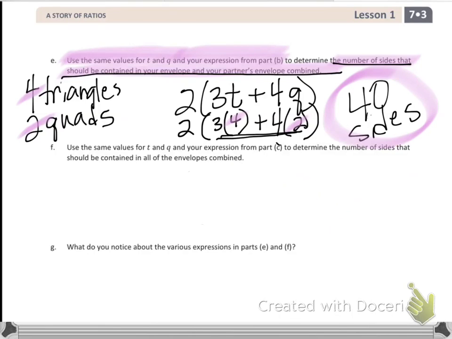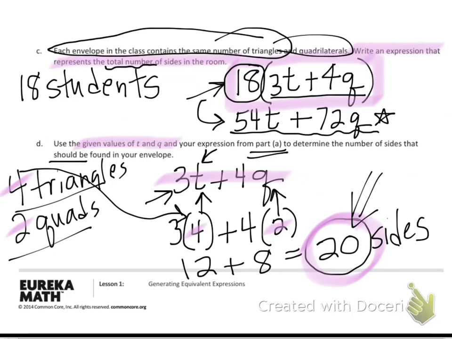Okay, so continuing here with F, use the same values for T and Q, and your expression from part C to determine the number of sides that should be contained in all of the envelopes in the class. Okay, so let's go look at C. We ended up with this expression here, and again, you could choose that expression, you can choose this expression to work with, you can choose another that's equivalent. Okay, those are two equivalent.